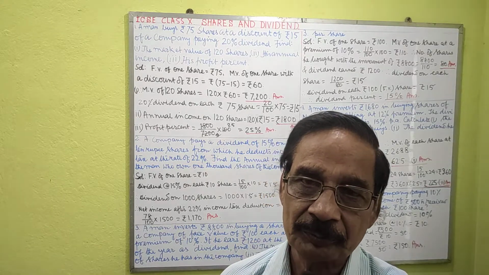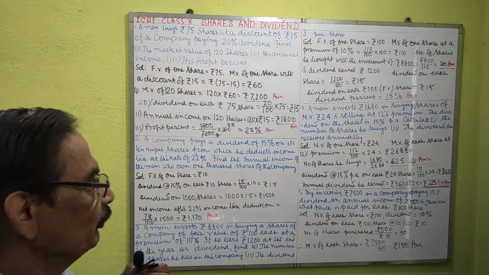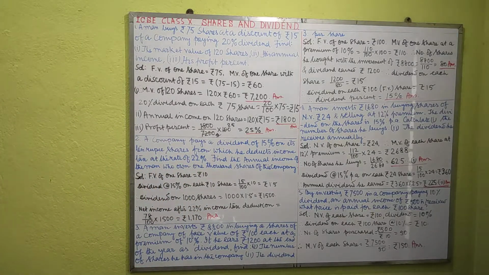solved problems. The first question: a man buys rupees 75 shares at a discount of rupees 15 of a company paying 20% dividend. Find the market value of 120 shares, his annual income and his profit percent.